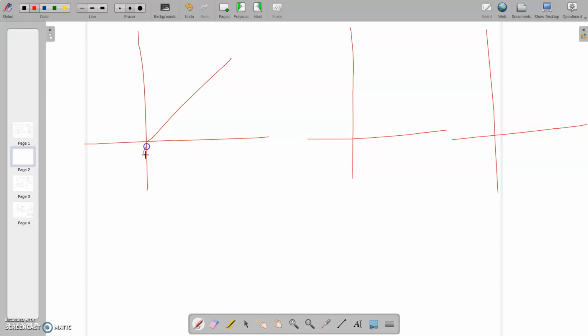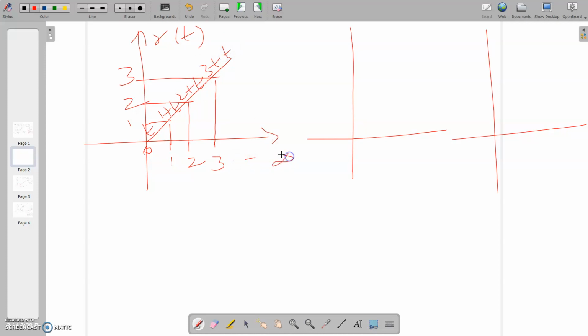So it is 0 and then 1, 2 and then 3. For 1 it is 1, for 2 it is 2, for 3 it is 3. This is r of t, and how will you represent? This is t, this is 1 plus t, this is 2 plus t, and then this is 3 plus t, and so on. Okay, up to infinity.